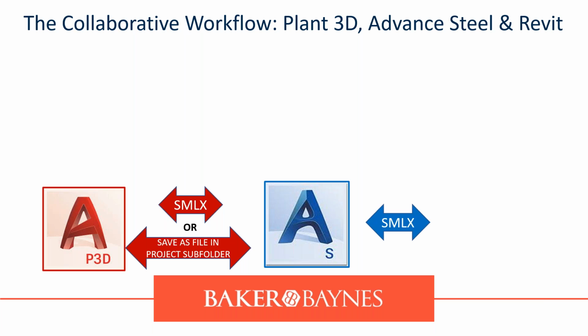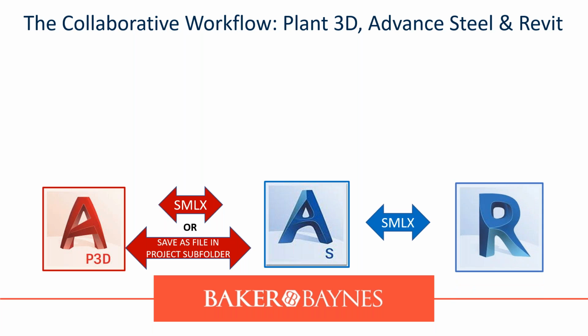Then the second part is, of course, between Revit and Advanced Steel, which you've seen right now. So if you had to collaborate between these three, I would say take your Plant 3D, link it to Advanced Steel, export an SMLX that includes the plant model in Advanced Steel. And then if you want to overlay it into your Revit model, import that SMLX into Revit, and you should be good to go. Right?